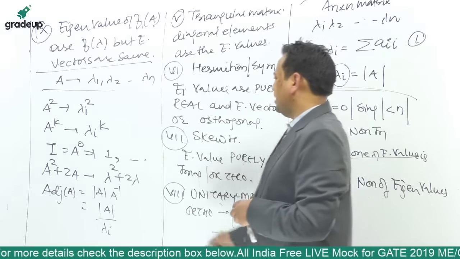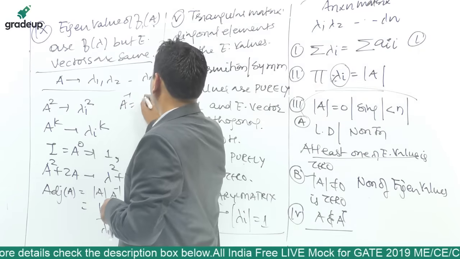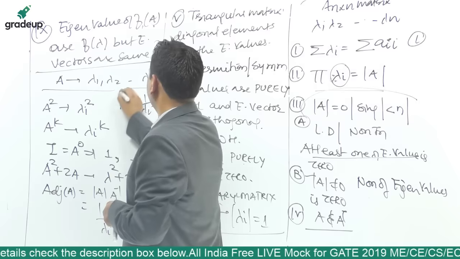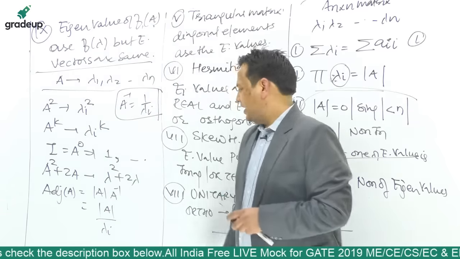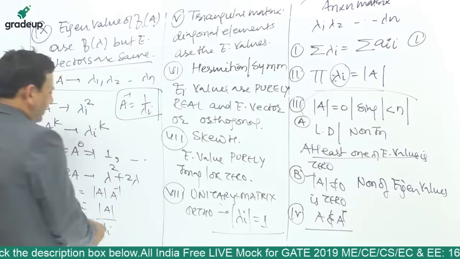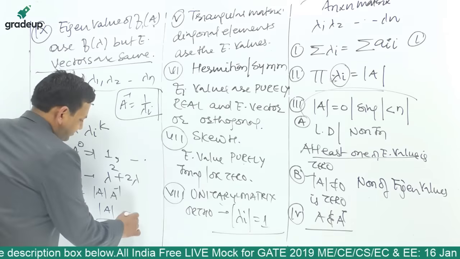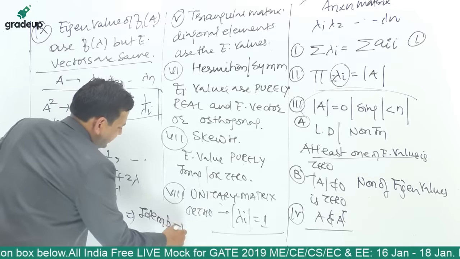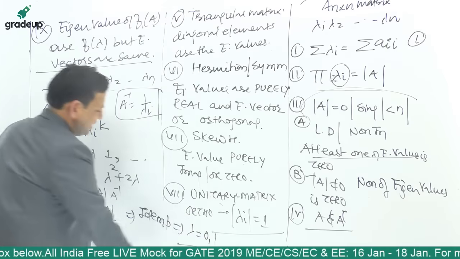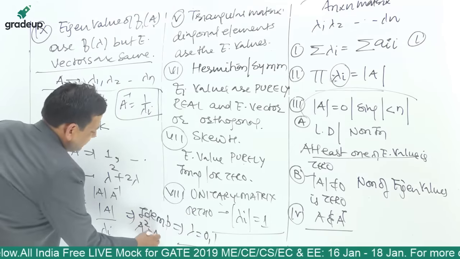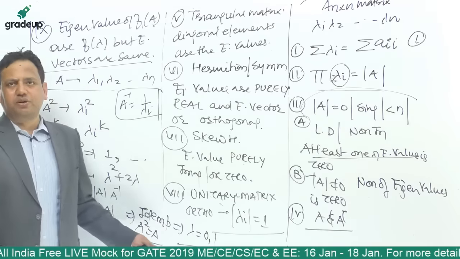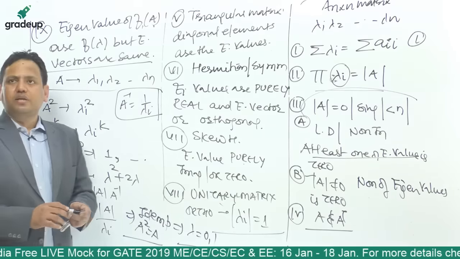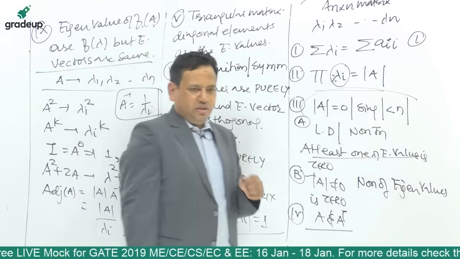Similarly, if somebody asks you A inverse, it is 1 upon lambda I. Similarly, for the orthogonal matrix we have done, and for an idempotent matrix, lambda is equal to 0 or 1, because idempotent means A square is equal to A. So lambda square is equal to lambda, so that means 0 or 1. So these are the properties.